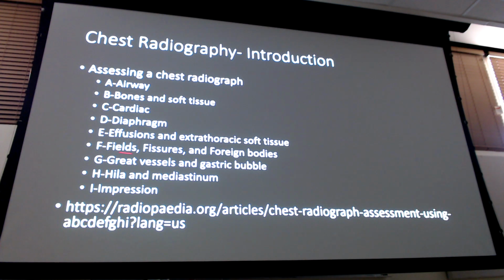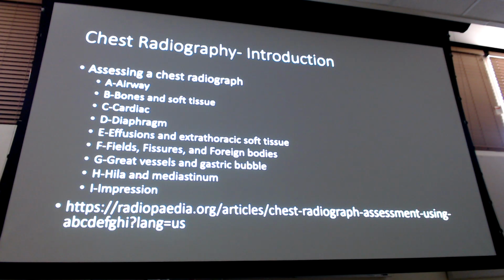F is my lung fields, fissures and foreign bodies. Sometimes it's hard to see fissures on x-rays, but when you can see them, it can lead you towards an abnormality. You will see that when we get there. And foreign bodies, goes without saying, is things that are there that are not supposed to be there. Commonly like coins or magnets, because kids don't know how to keep things out of their dang mouth.